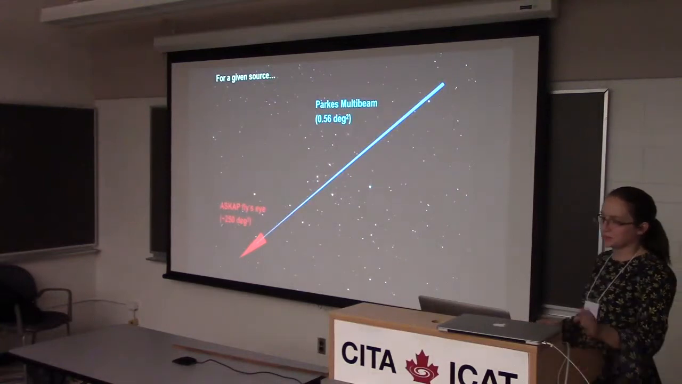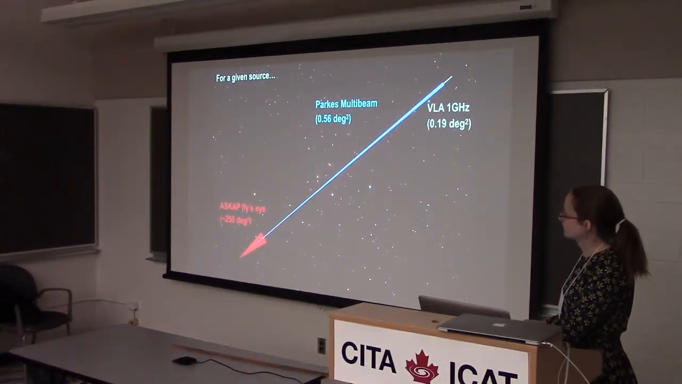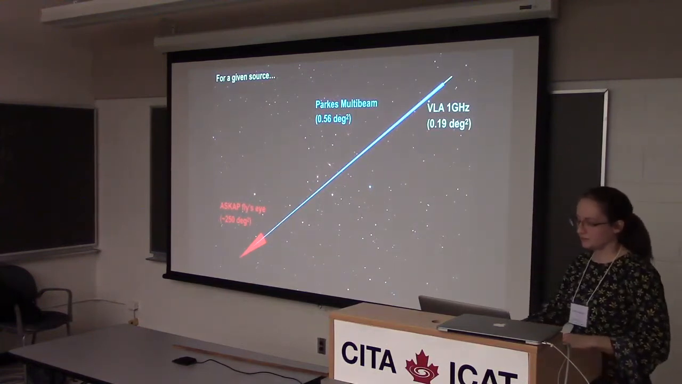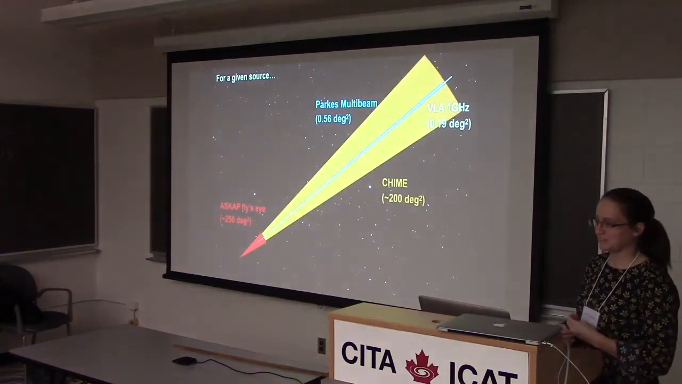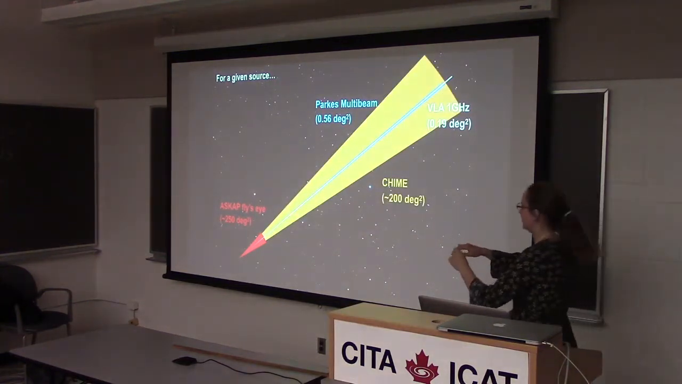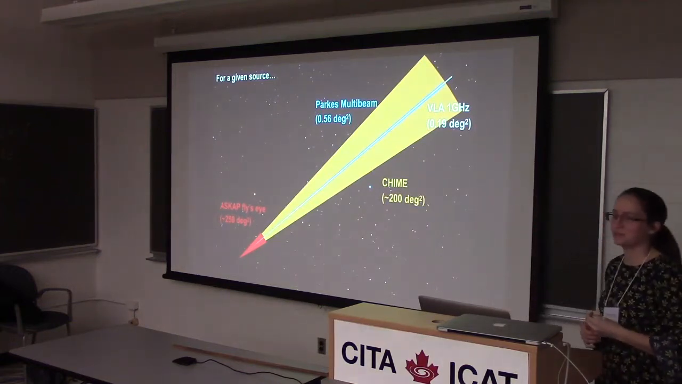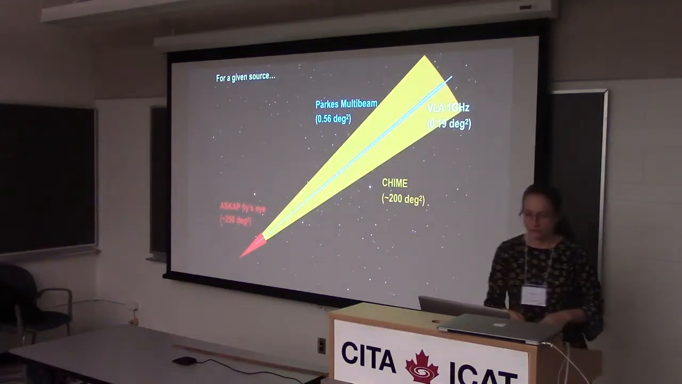Okay, anyway, since I mentioned some other instruments here, I wanted to just put them on here. This is VLA. VLA has a very, very small field of view, 0.19 degrees. It goes a little bit further than Parkes, just because it's a little bit more sensitive. Time is the answer, as we say now. So here's CHIME. Of course, it has this gigantic field of view. It has about the same sensitivity as Parkes, so it will, in fact, probe this very large volume.